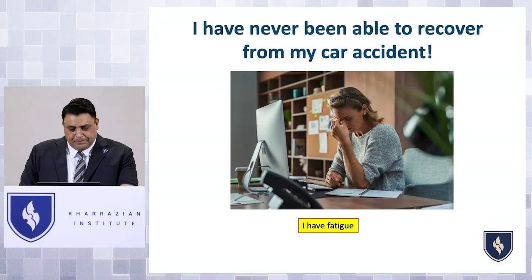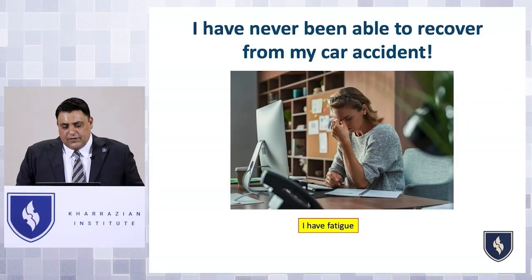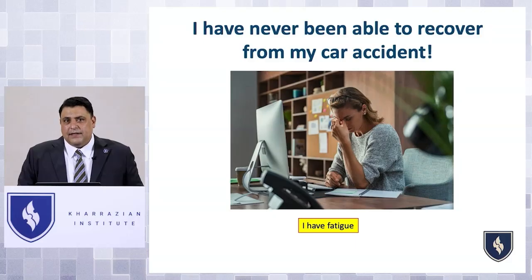So here's a scenario. Here's a picture. Let's say a 34-year-old lady, never been able to recover from my car accident. I have fatigue as one of the chief complaints. So why isn't the patient able to recover? So maybe the extent of injury wasn't even as severe as other people you may have worked with or that are out there after some kind of trauma. But some people cannot recover. One of the key things you need to have for recovery is healthy bioenergetics.